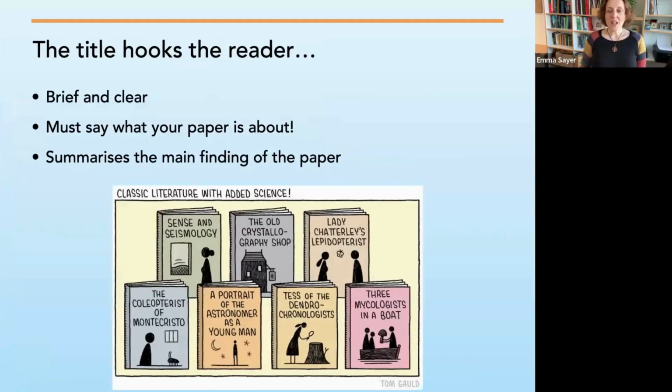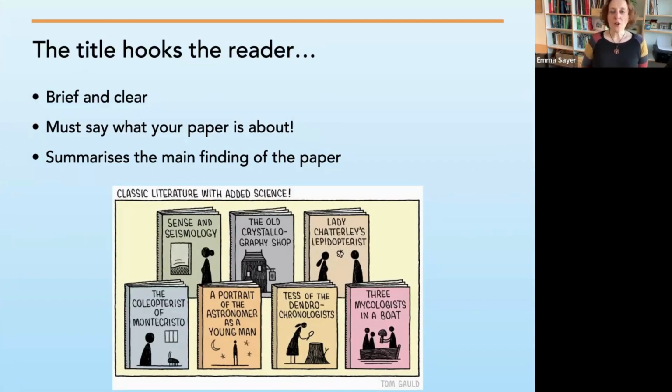Then the title obviously goes with the abstract, and that's also a hook for the reader. If you're scrolling through journal content alerts, often again, you will decide on the title whether or not this paper is interesting to you. And a good title is brief and clear, and it needs to say what the paper is about. And very often the title should summarize the main finding of the paper.